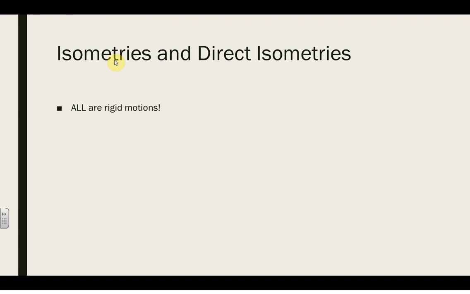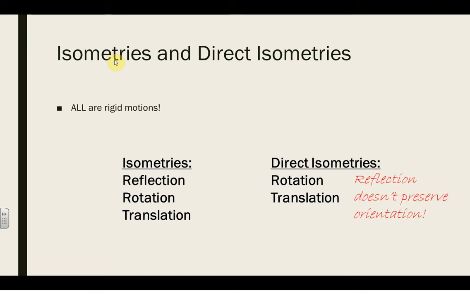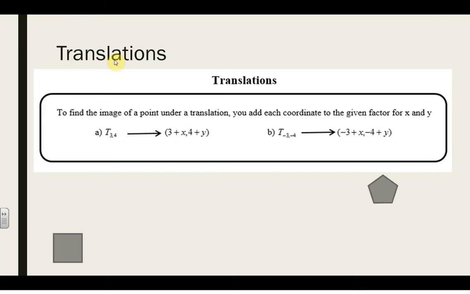All right, so let's talk about isometries and direct isometries. All of these are rigid motions. Remember, the only difference between an isometry and a direct isometry is the orientation. So all of them are isometries, but only two of them, rotation and translation, are direct isometries because, again, reflection does not preserve orientation. That's a big thing to remember. It does not preserve orientation. So let's talk about each of these.